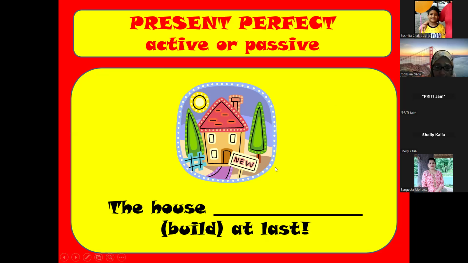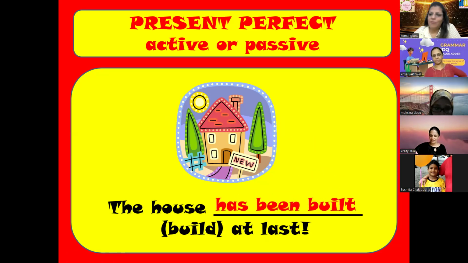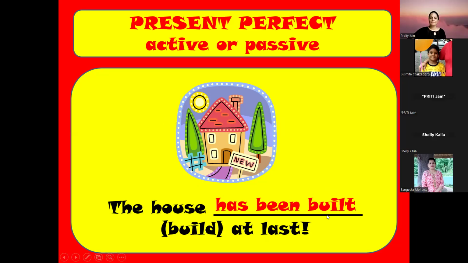The house is built at last. Mosina, what is the tense, dear? Present perfect. Has been built. The house has been built. What is the voice? Passive voice. Because in this sentence, the object is supreme. In the active voice, which one is supreme? Our subject is supreme. You can say the hero. But in the passive voice, our object becomes the hero.